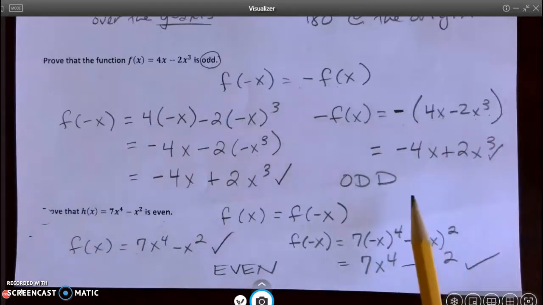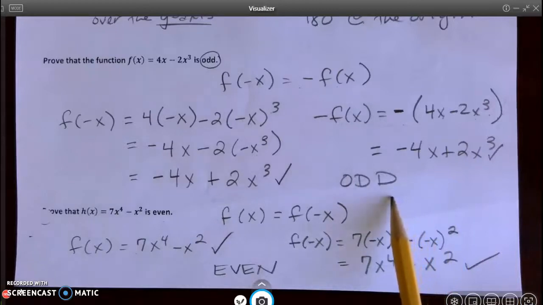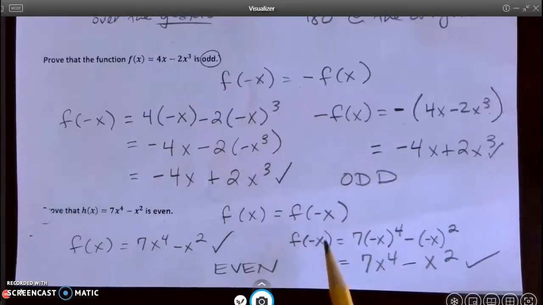If you're going to prove that something is neither even nor odd, you have to do both tests, and it has to fail both tests.